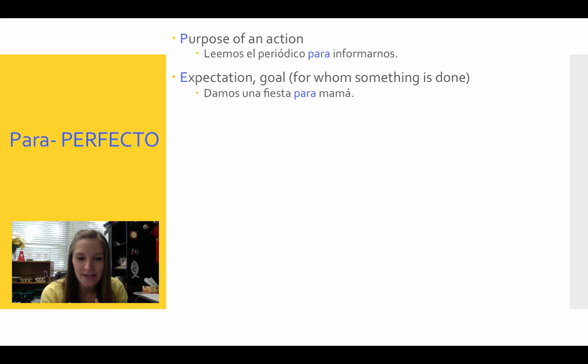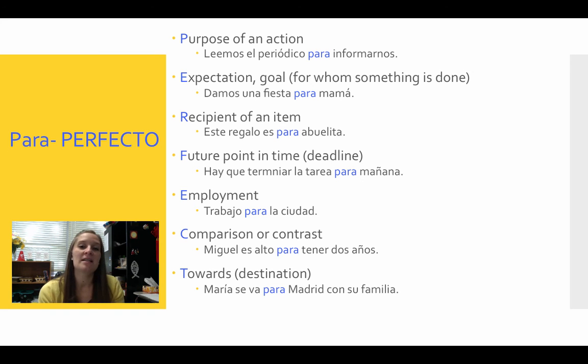The T is towards a destination. So we talked about por being around or through, and then para is used when you're going towards a place. So that's how you can kind of tell the difference with what you're saying. So María se va para Madrid con su familia. So she's going towards Madrid. If we're going to say María se va por Madrid con su familia, we know she's going through it. So it's important to know the difference here because they're subtle, but they are specific.